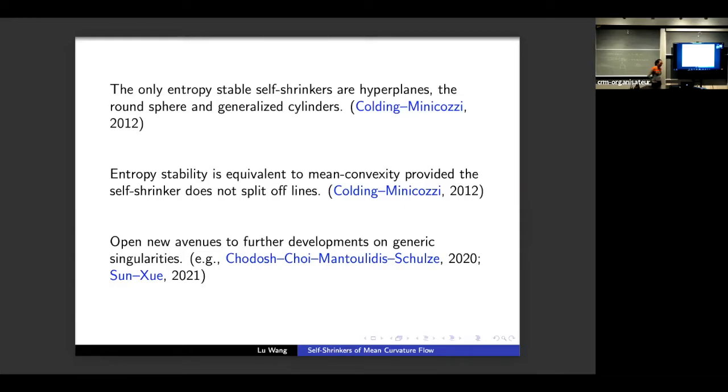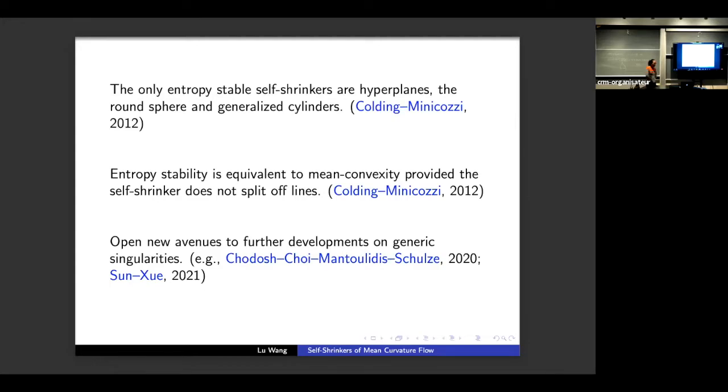A couple of years ago, I think Chodosh, Choi, and Mantoulidis showed that in R^3 you can start with generic closed surfaces, and the flow will develop only higher multiplicity singularities or singularities that are asymptotic to a cylinder. And later, I think also Jinxin Xu, so they also study these generic properties for mean curvature flow in various setups.